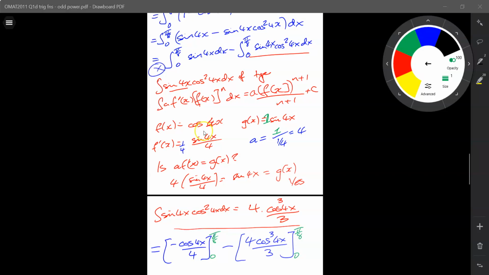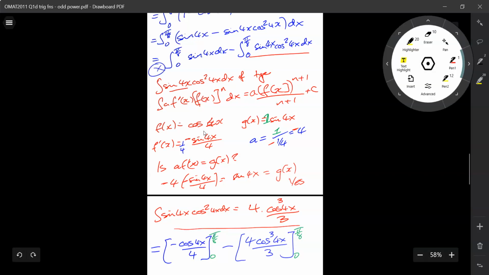Let me clarify something here. F at x is cosine 4x, therefore the first derivative is minus sine 4x over 4. So in fact that gives us here a is minus 1/4 and a is minus 4. So if I just put in the minus here, that gives us the correct answer there. Apologies, and thanks for pointing that out. So the derivative of f at x, cosine 4x, is minus sine 4x divided by 4. So our coefficient there is minus 1/4.